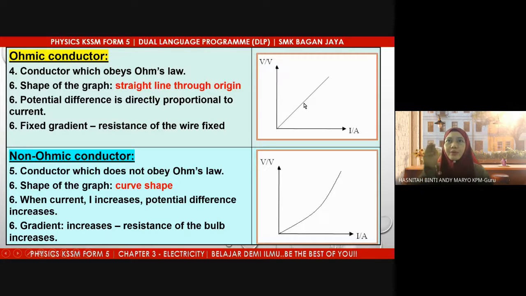Is the gradient constant or different along this line? What can you say about the gradient? Yes, for a straight line, the gradient is constant or fixed. So you can write fixed or constant.